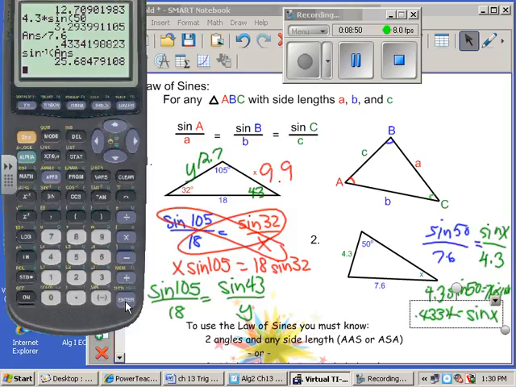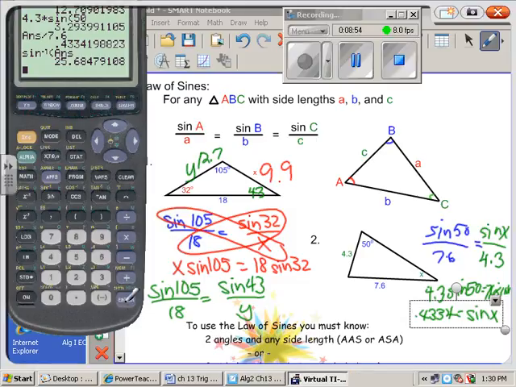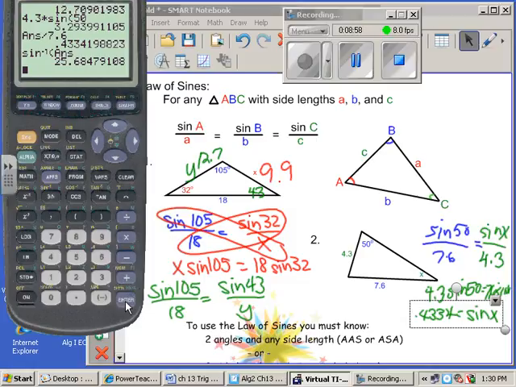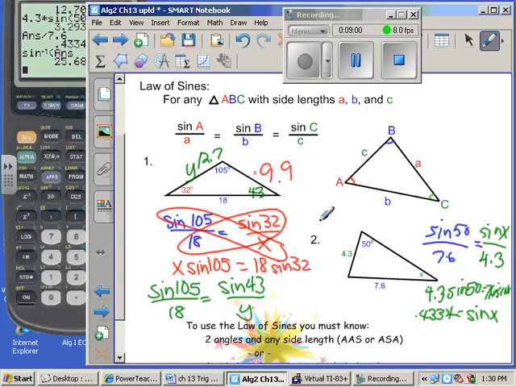Second answer. So that gives me 25.6 or 7. Okay? Now, there's one small catch to having side-side angle.